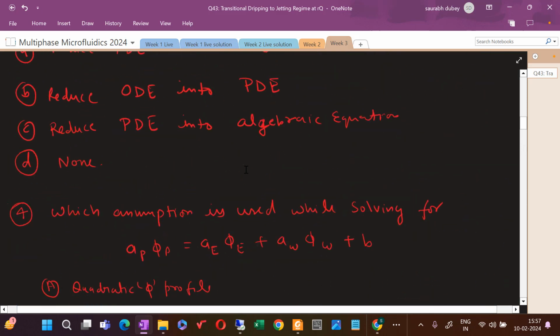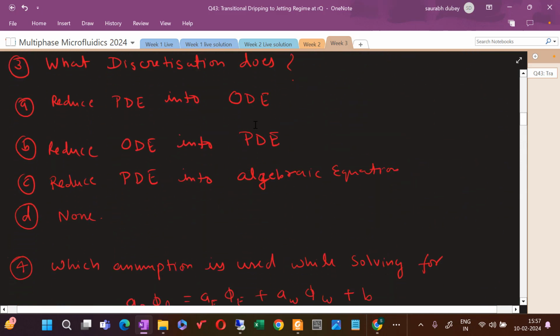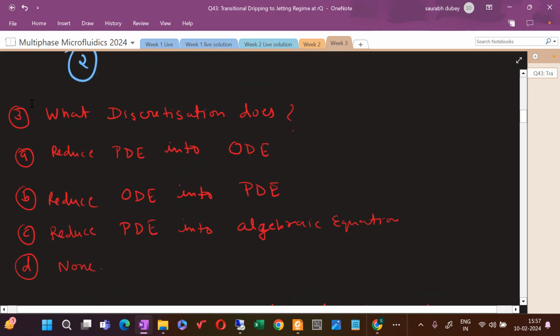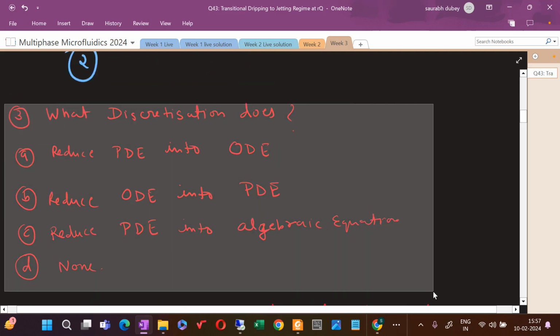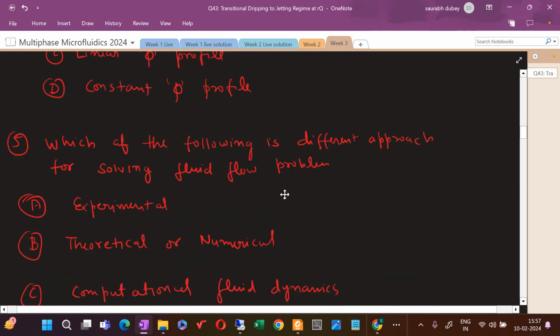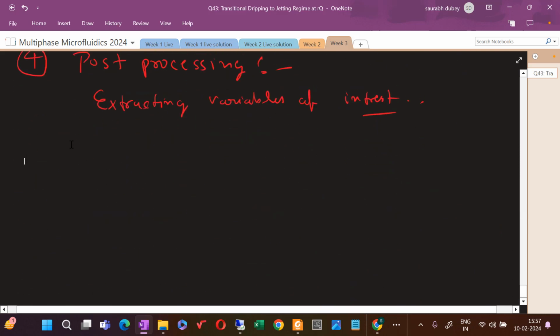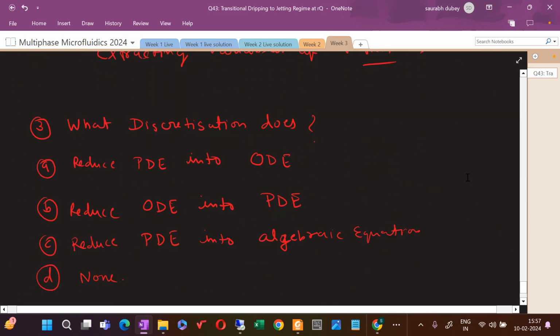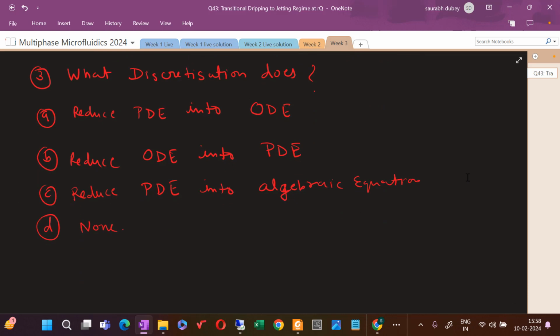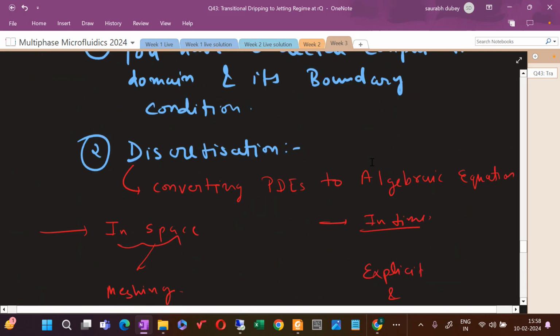The next question is what discretization does. As we talked about just once, what is done by discretization? It actually changes the partial differential equation to an algebraic equation. So the second question's explanation explains the third question also. It reduces partial differential equation into algebraic equation. So this is correct and all others are wrong.